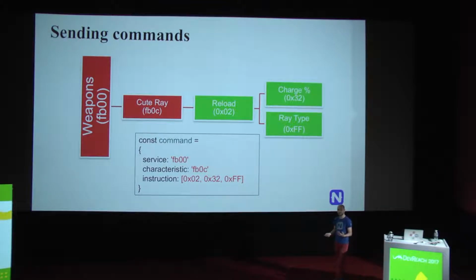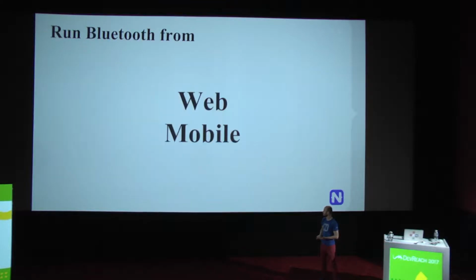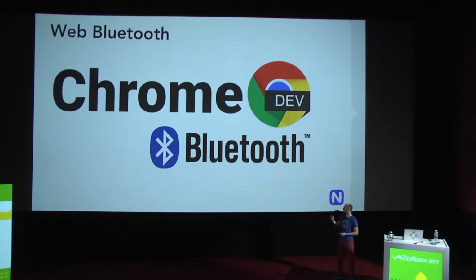And how do we use that? There are two approaches I want to talk to you about. One is using web, and one is using mobile. Okay, so let's start with web. In Chrome, we could use web Bluetooth, which automatically exposes all the functionality that we need.